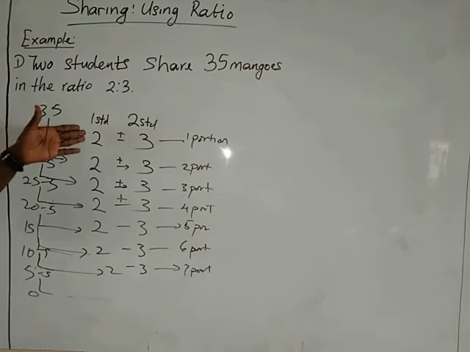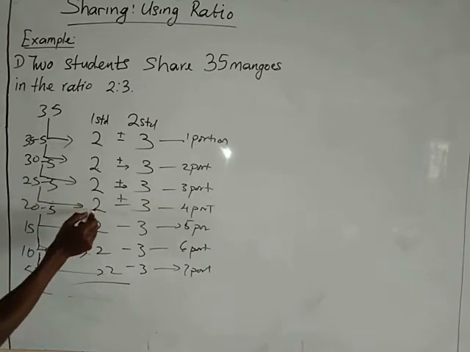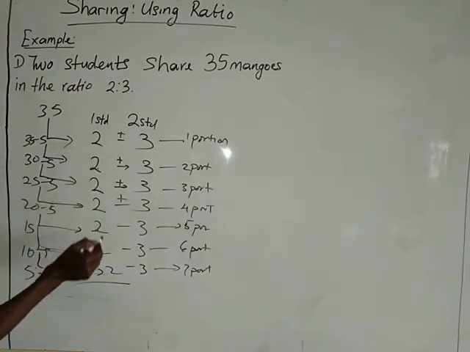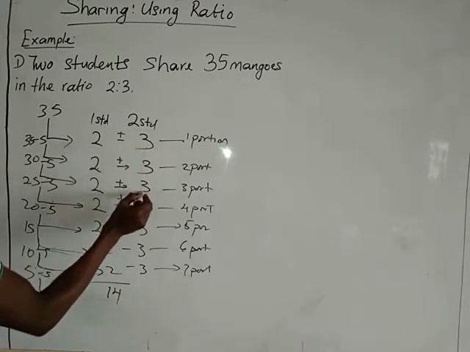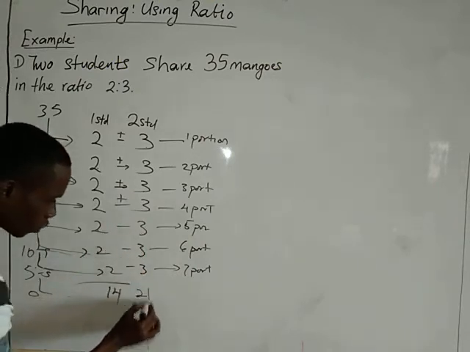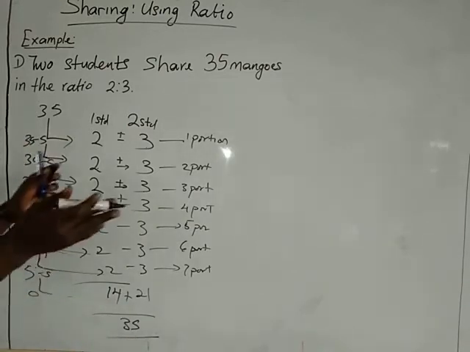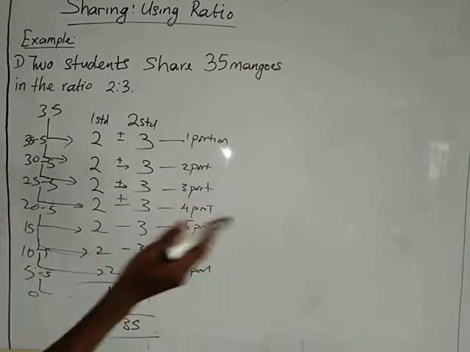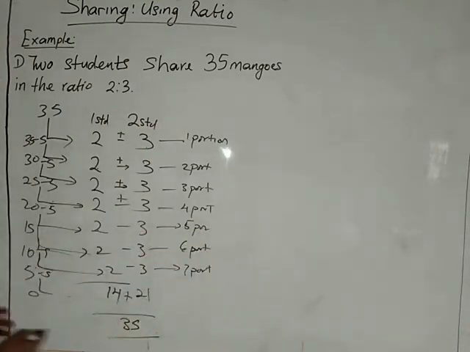The first person had 2 for each of the times we're giving them out. So in the case of the first student, we will be having 2, 4, 6, 8, 10, 12, 14. And in the case of the second student, this will be 3, 6, 9, 12, 15, 18, 21. So the summation of this will give me 35. So here I'm giving out the 35 mangoes to 2 different students in the ratio 2 to 3. So this sharing is what we are dealing with.